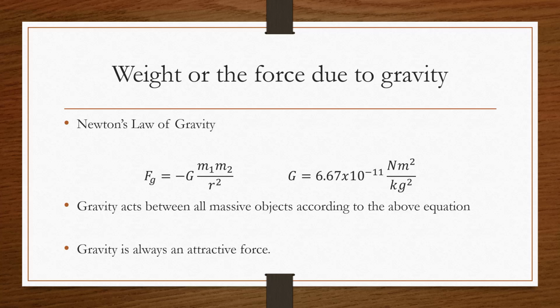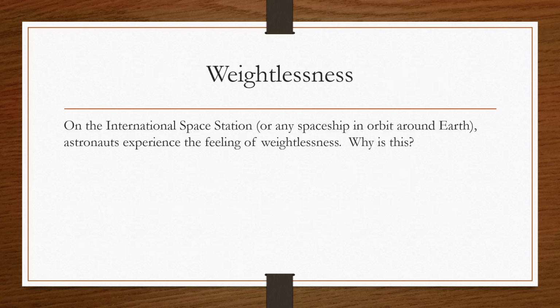Some things to point out that are kind of interesting about this equation. The first one is that gravity acts between all massive objects and other massive objects. So if you have two massive objects close together, they experience a gravitational force between them. This also suggests that gravity is always an attractive force. That's really what the negative sign of this equation is saying, that the force always attracts massive objects to other massive objects.